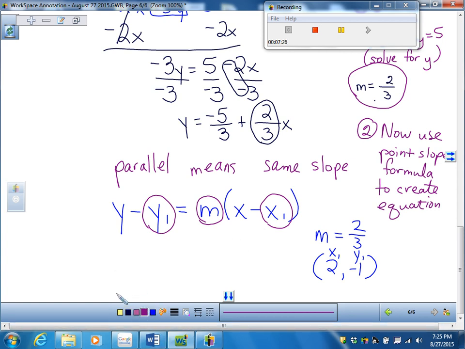Substituting in, I'm now going to substitute. I have y minus, what's my y1? -1. So I'm going to put that in the blank, equals, plug in for m. M is 2/3. Following the formula, x minus, what was x1? x1 was 2, so we're going to plug that into the x1 blank. And now we simplify.